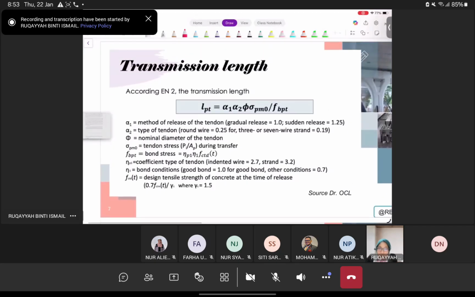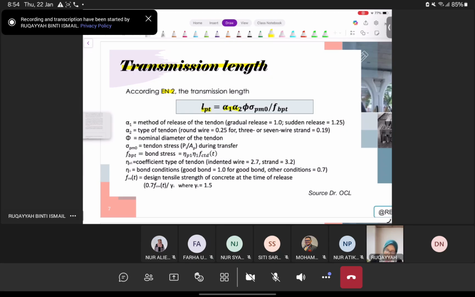Okay, as we mentioned before, when we want to provide our shear links towards the end of our end block, we want to know how long we need to provide. The length of it we call the transmission length. So transmission length can be calculated based on Eurocode, whereby we take LPT as the transmission length, and it will involve alpha 1 and alpha 2.